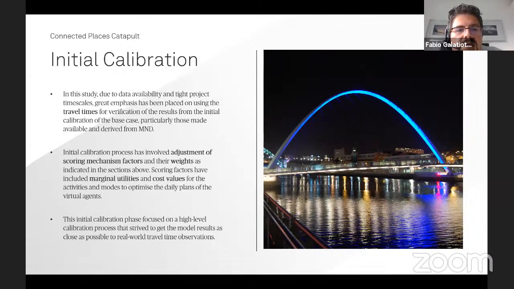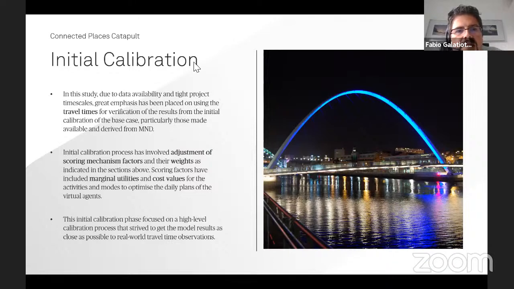In terms of the initial calibration, we focused on adjustment of the scoring mechanism factors, as explained before by Patrizia, and also their weights, in order to make sure that the information coming from the stated preference survey, the cost, value of time, and marginal utilities, were fine-tuned in order to optimize the daily plans of the virtual agents. The initial calibration phase, at this stage, was high level, although we focused on a specific characteristic of the agent-based model. Next slide, please.